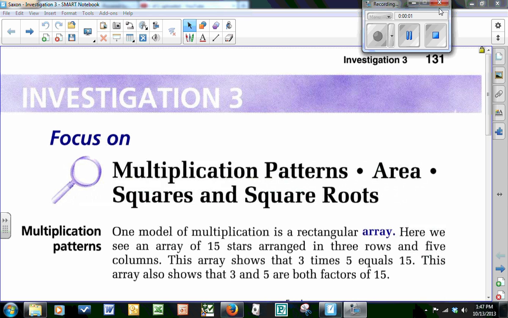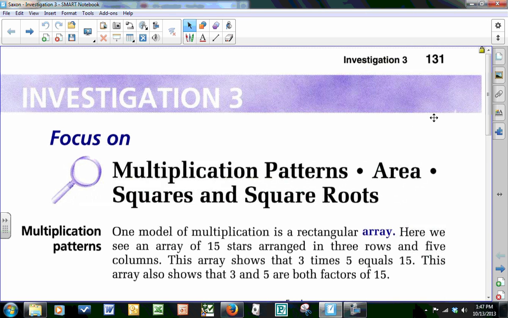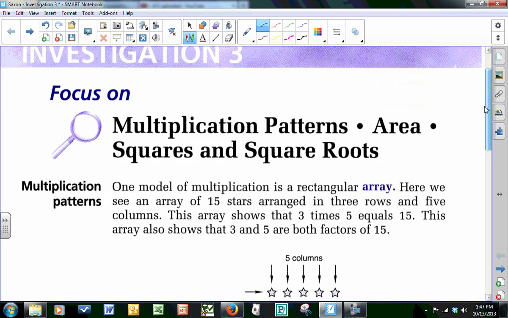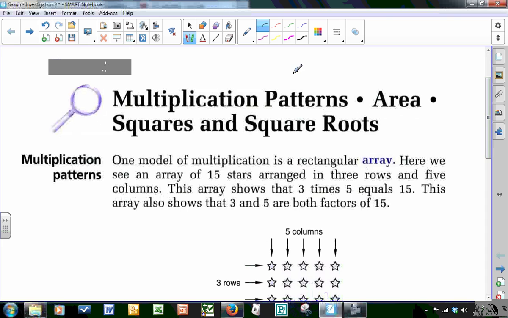Okay, welcome to Investigation 3 in our Saxon Math series. Investigation 3 begins on page 131 if you're following along in your math book. In an investigation, we further investigate certain mathematical ideas or concepts. Today's investigation is actually going to be done over a 3-day period if you're in my classroom, and there are 3 learning targets.